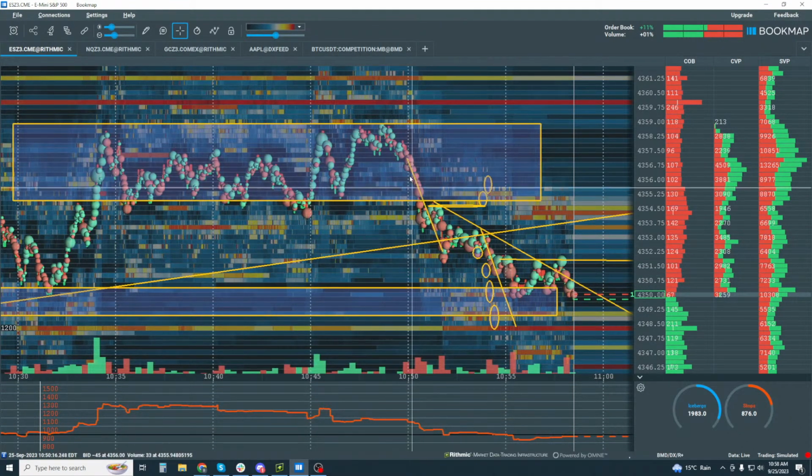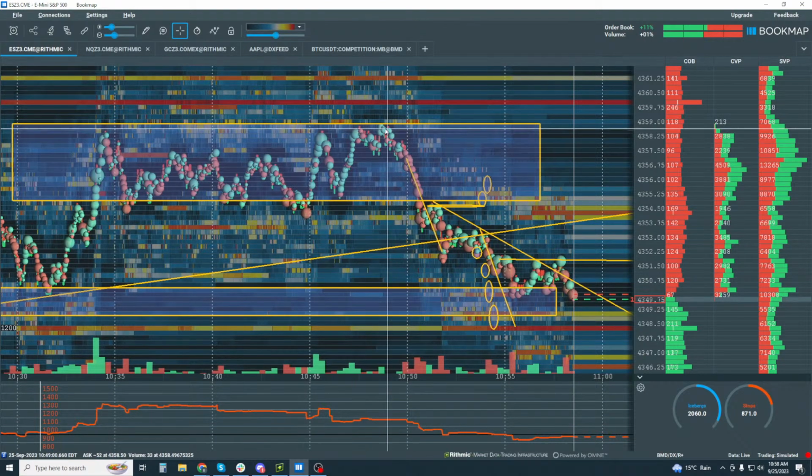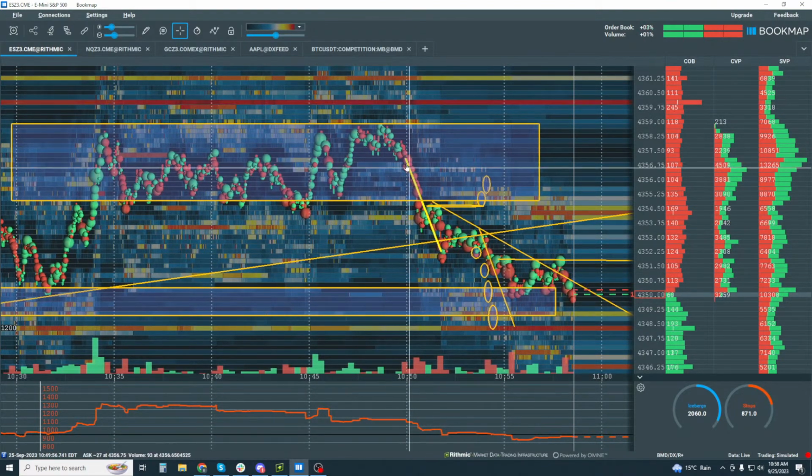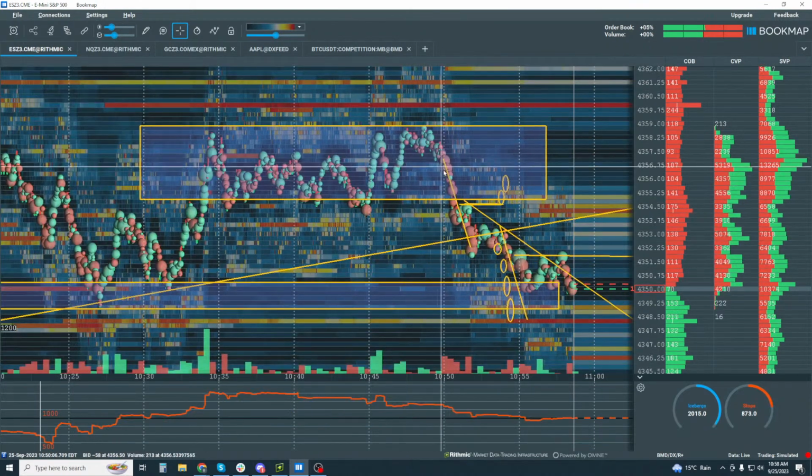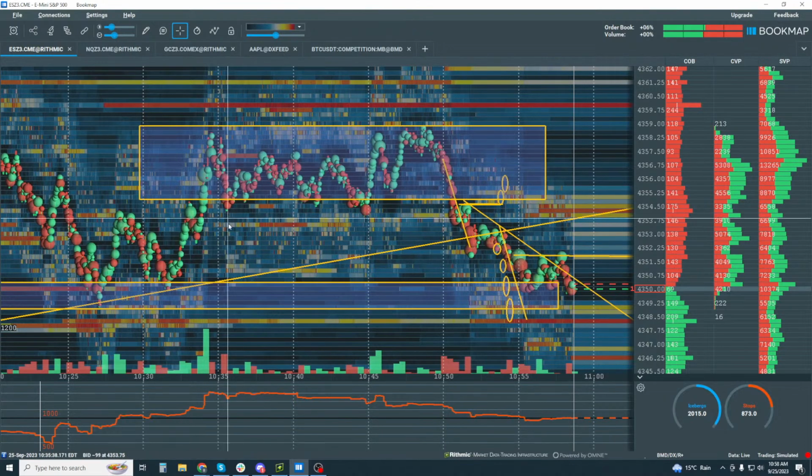$10.50. Yeah, no, this is nice. We were looking for that move higher at that point, and then in here, it started to align with that higher time frame that we talked about.